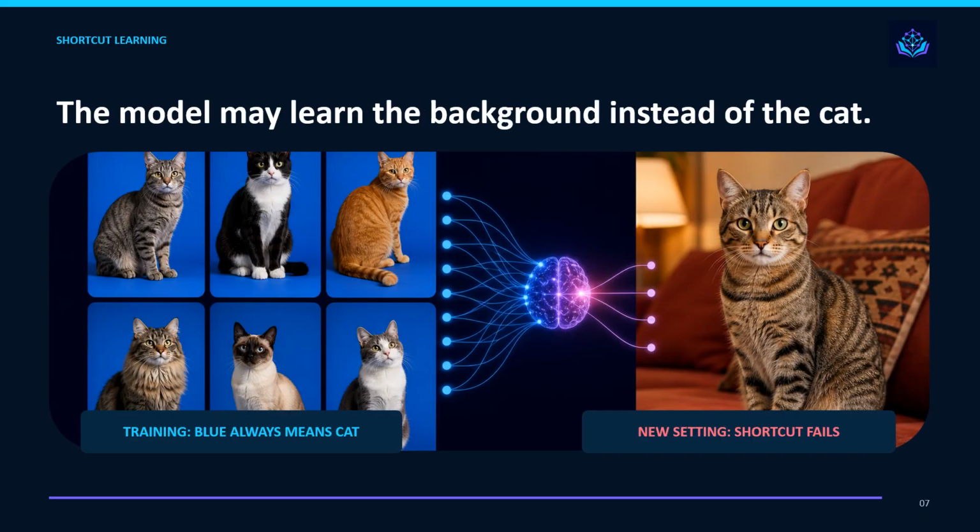Imagine every training photo of a cat has a blue background. The model may learn that blue means cat. Show it a cat on a red sofa and the shortcut fails. High accuracy can hide the wrong lesson.